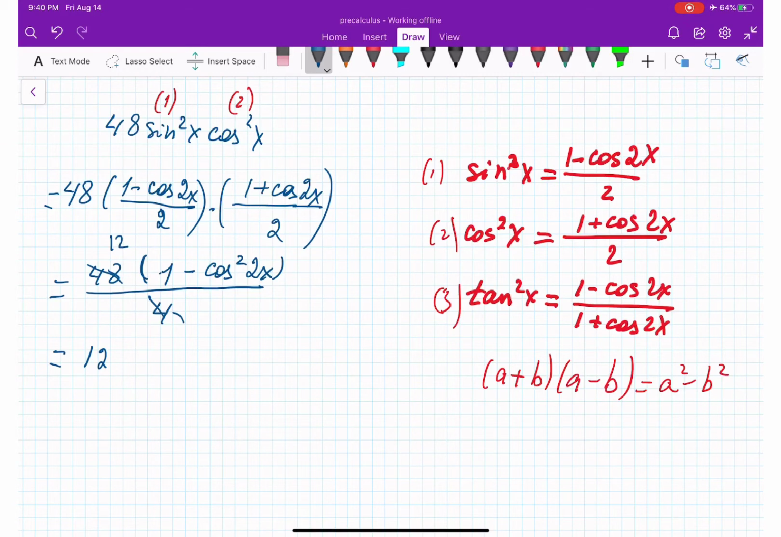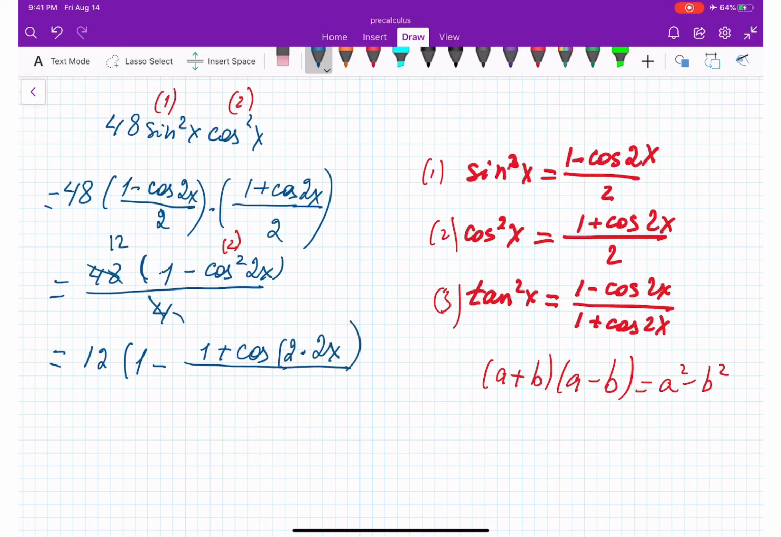What I'm going to do here is apply the formula for cosine square 2x. Instead of x, I'm going to apply 2x, so it doesn't matter at this point. So applying formula number 2, which is going to be here 12 times 1 minus 1 plus cosine 2x.